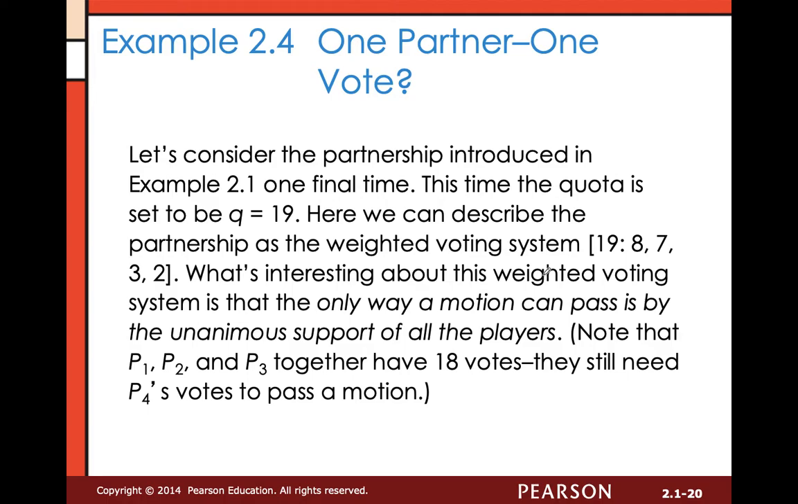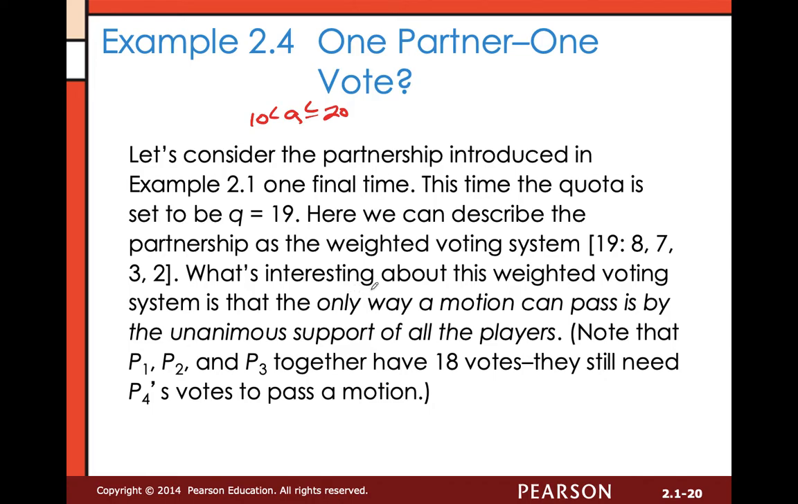Okay, so let's again go back to that partnership that we introduced in example 2.1 for one last time. So this time, let's set the quota at Q is 19, which is acceptable because remember we said as long as the quota was greater than 10 and less than or equal to 20, then we're okay. So 19 is less than or equal to 20, so we're good. So here we can describe the partnership as our weighted voting system 19-8-7-3-2.